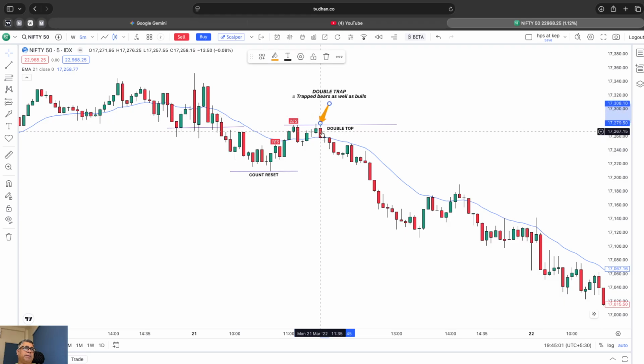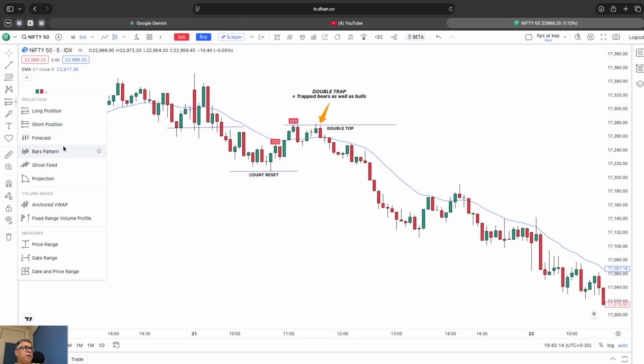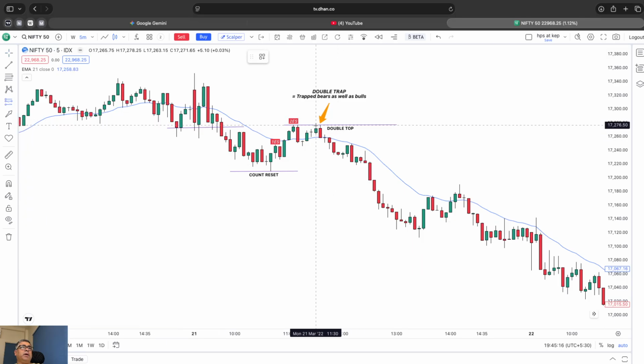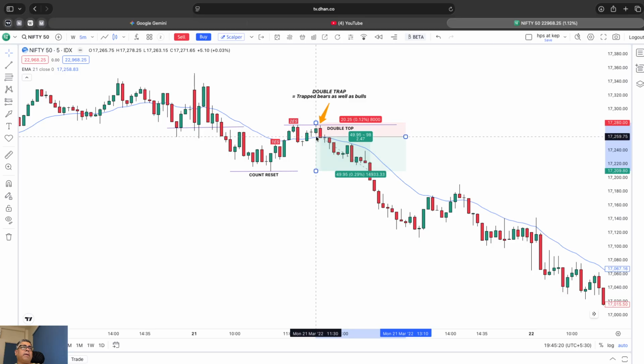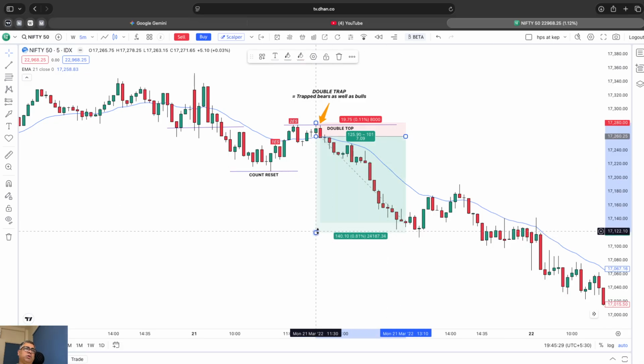This bar is double trap. All the bulls and all the bears were trapped. So this is double trap bar, and you can enter at the bottom of this bar. Let us see how much money one could have made. The risk is only about 20 points, and the reward is massive, 150 points almost.